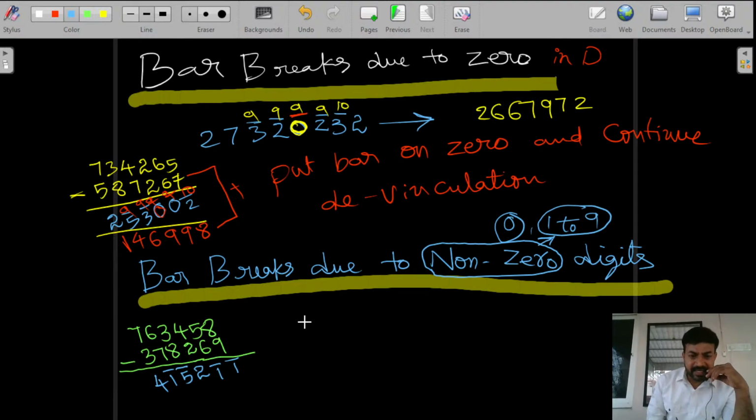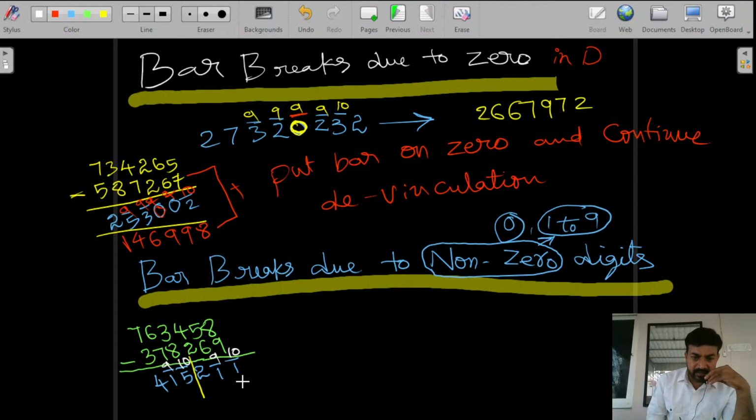So in this case, you have to do this devinculation process in parts. The bar breaks because of 2, so you have to separate and do devinculation in 2 parts. Now you have to do all from 9, last from 10 for this part, and all from 9, last from 10 for this part separately. You have to do devinculation in parts.